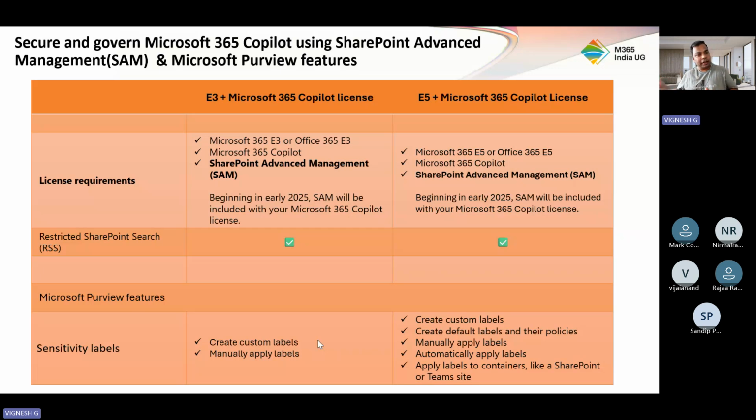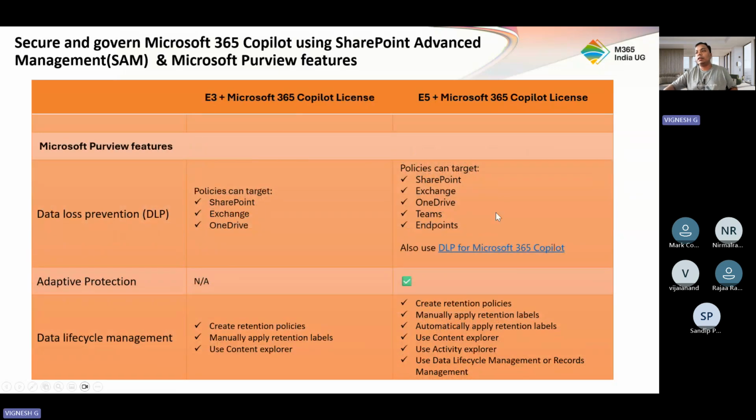And if you look at E5, you can manually apply your labels, and there is also the concept of auto labeling, right? This is the goodness you get with E5, because you can create things in such a way that based on certain keywords, certain conditions, certain parameters, a label will automatically be slapped on top of the document, which makes security even better. In the previous session, we demoed this. But please bear in mind that with E5, you would get the automatic labeling.